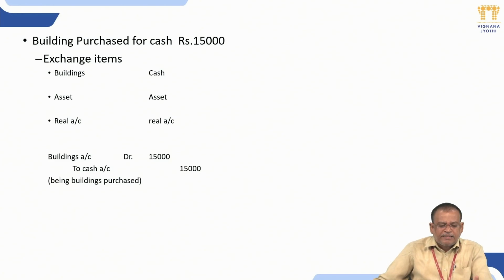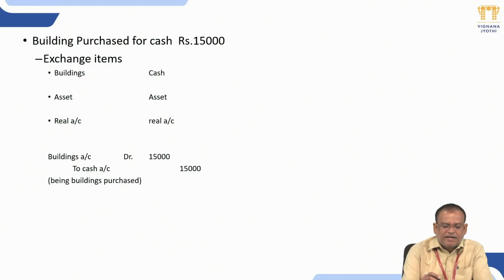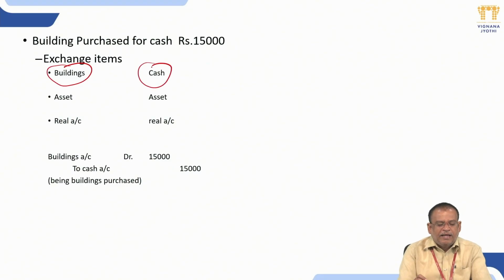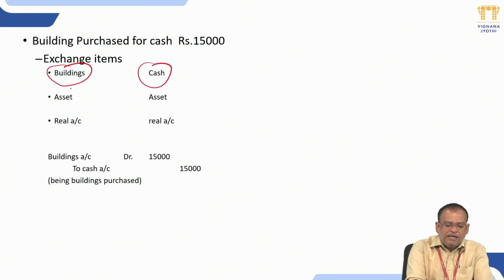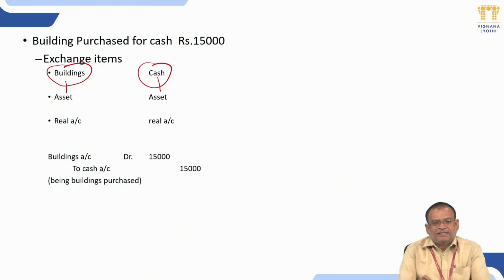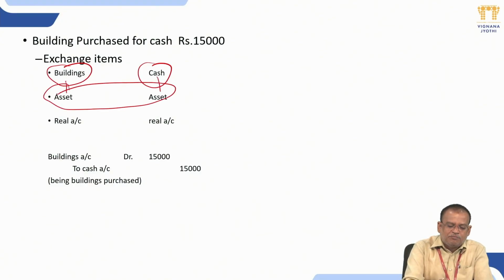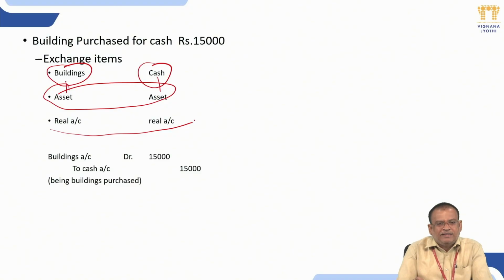Next, the second example: buildings purchased for cash 15,000. The first step is to identify the exchanging items. Exchanging items here: the first one is buildings, the next one is cash. Buildings come under assets, cash comes under assets. So all assets come under real account. Apply the real account rule: debit what comes in, credit what goes out.